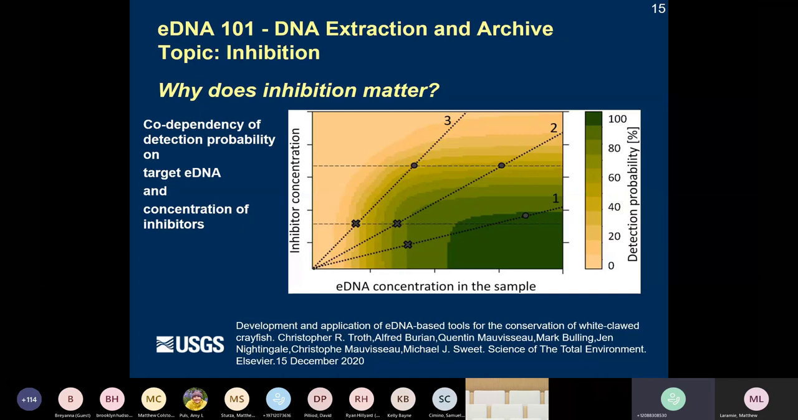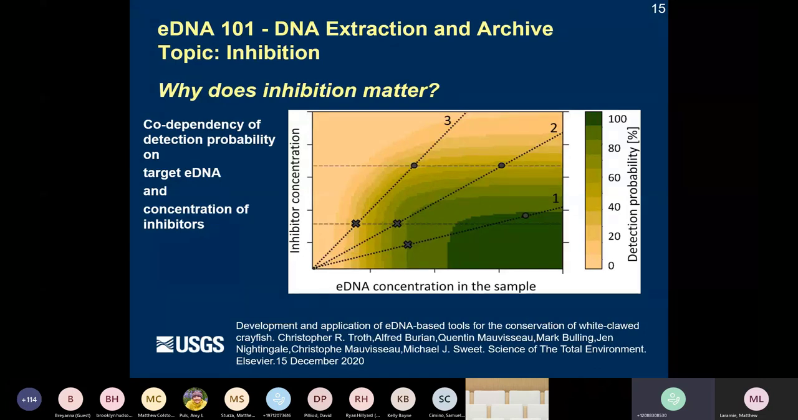So if we were to change our sampling methods, for example, if we collect more water at a site, that would result in more target DNA and more inhibitors in the sample. Those shifts are represented as you look from left to right, from the cross to a dot within one of those trajectories. That's a change in sampling methods.